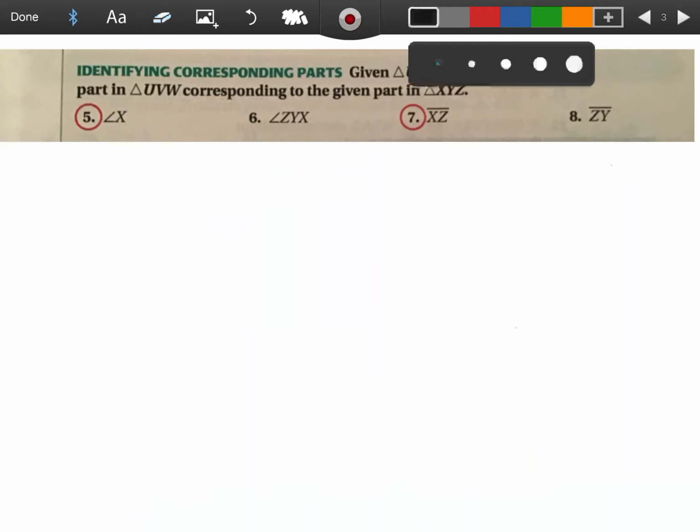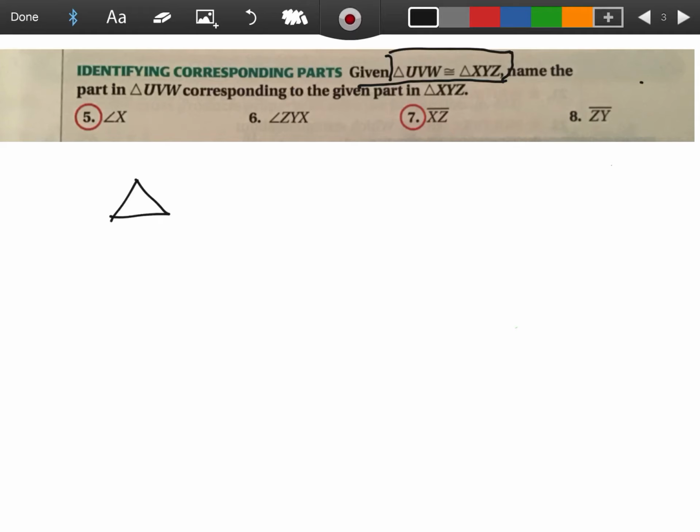First off, let's get this out of the way. It says, given triangle UVW is congruent to triangle XYZ. Hopefully this makes sense to you. When you think of triangle UVW and triangle XYZ, hopefully in your mind you're thinking, I have a triangle that's UVW and triangle XYZ. The order that I put these in is important. It doesn't matter which way you go, but they need to be the same. So I put this one first, this one second, and this one third.